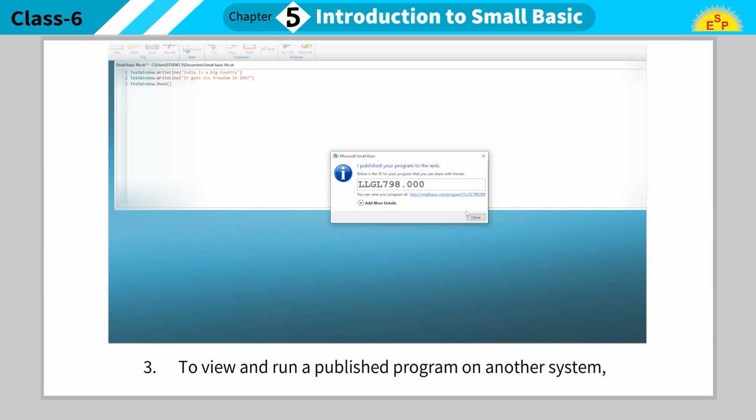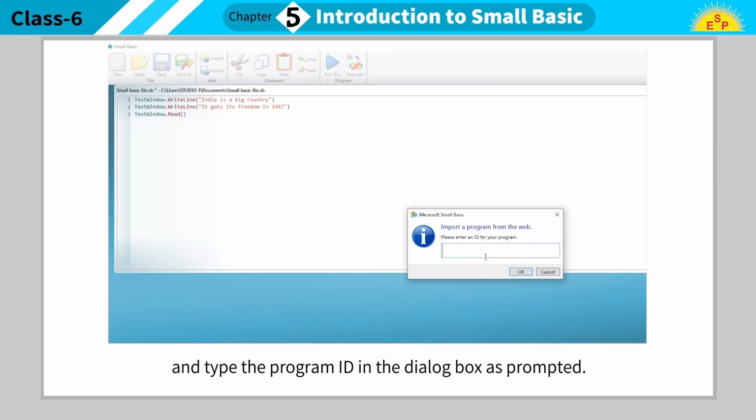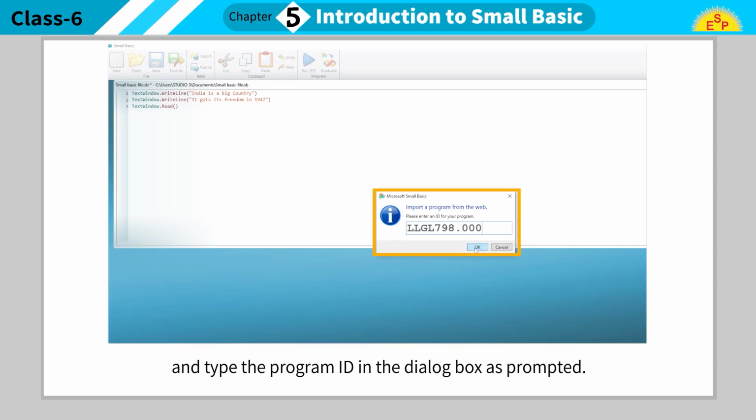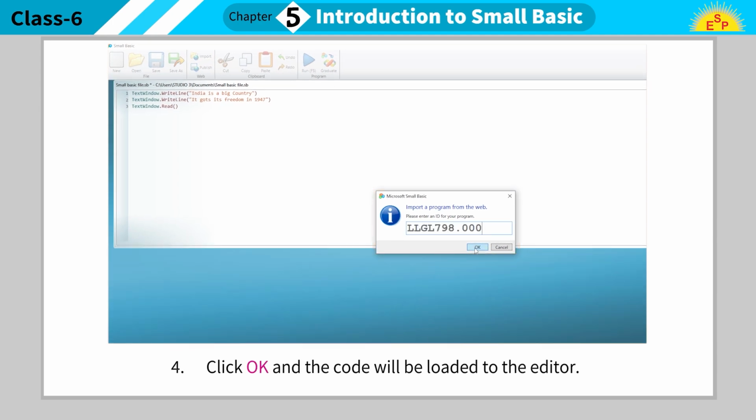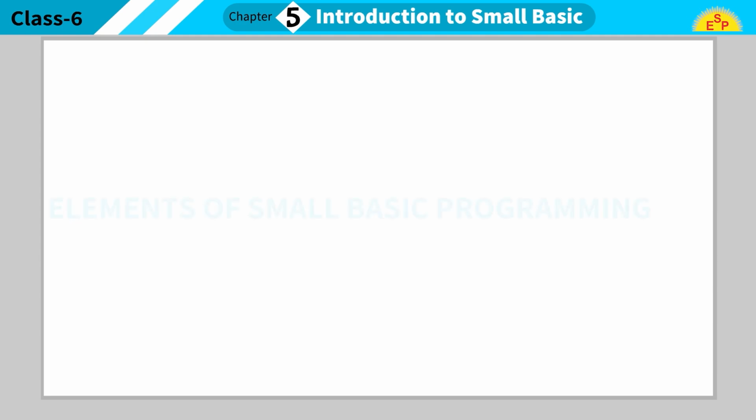Step 3. To view and run a published program on another system, click on the Import button in the web group and type the program ID in the dialog box as prompted. Step 4. Click OK and the code will be loaded to the editor. We can also share our program by opening the link in a browser.